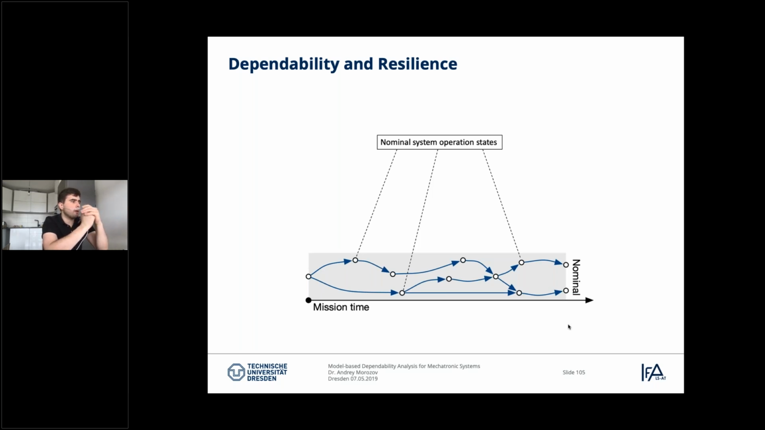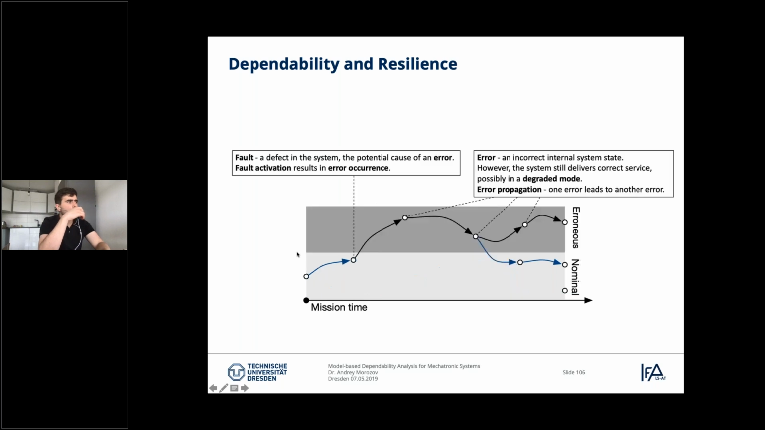Imagine we have some system that goes through a mission, and the system jumps from one system operation state to another. And all these states are nominal, and we start the mission and we achieve the end of the mission, and if everything goes okay, we stay in this nominal area.